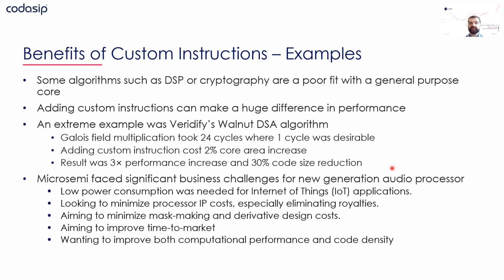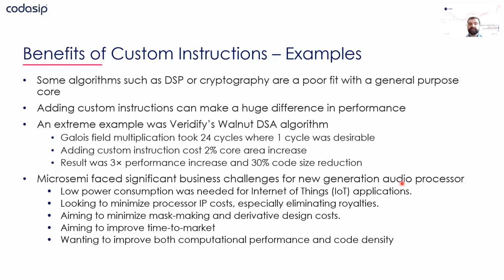Another example I can share with you is the Microsemi example, and this is something related to audio processing. So basically, they needed a CPU with some DSP acceleration for the audio processing. There were a couple of other requirements, such as that it has to be low power, small area, and they were looking for a really fast solution.